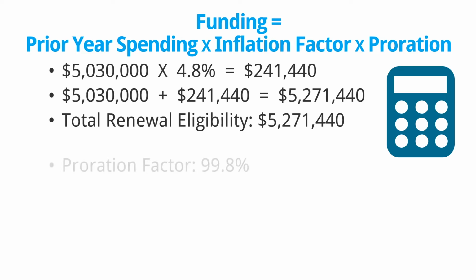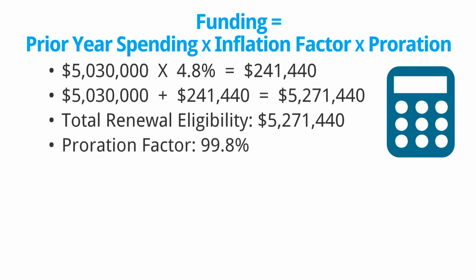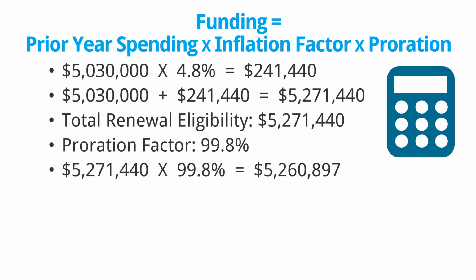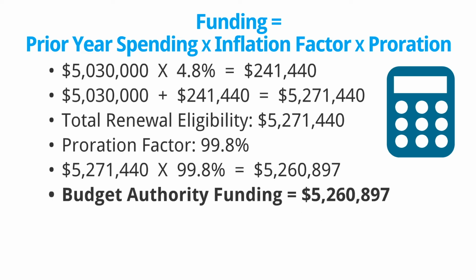This figure is then multiplied by the proration factor of 99.8%, since Congress did not allocate sufficient funding to fund each PHA fully. The resulting amount of $5,260,897 is the renewal budget authority for the current year.